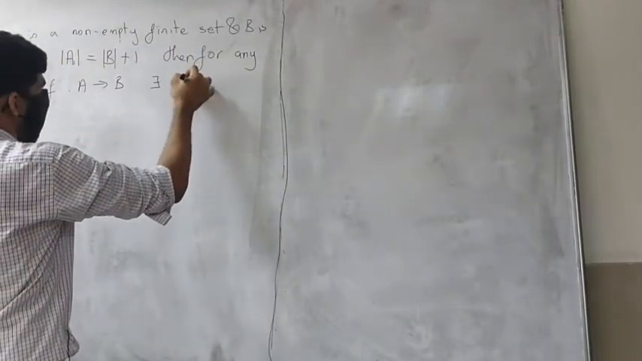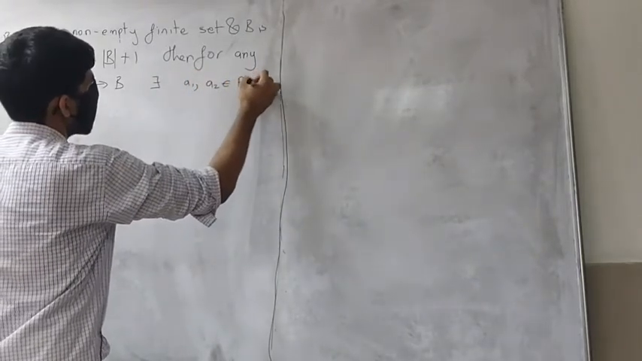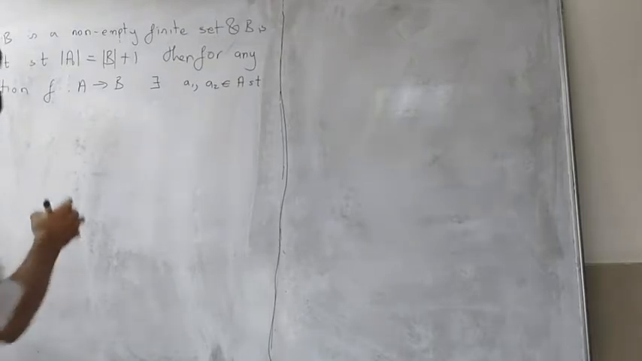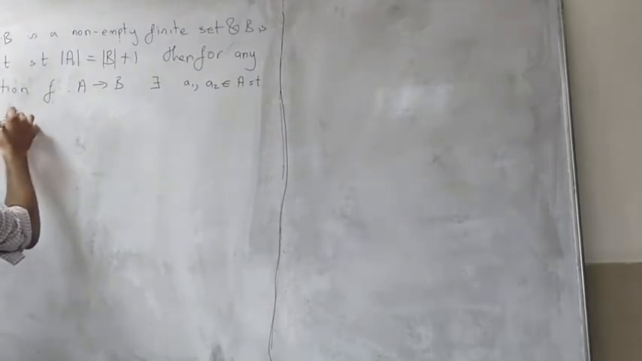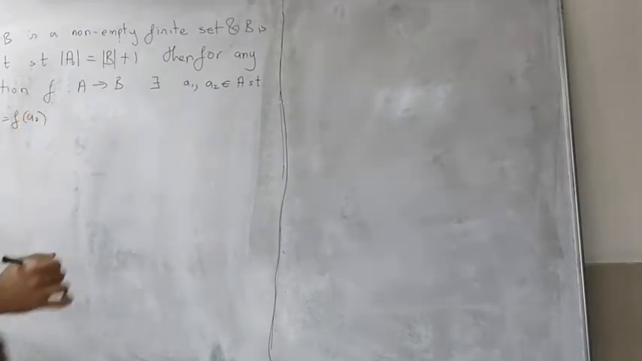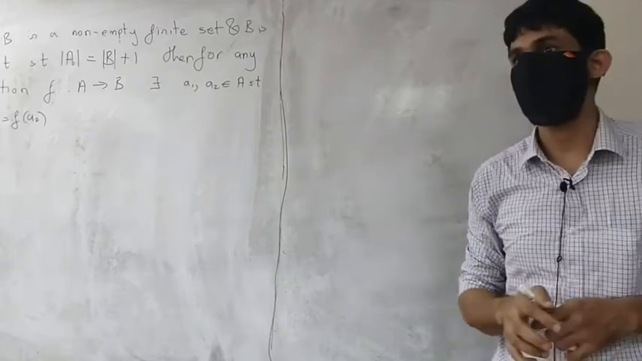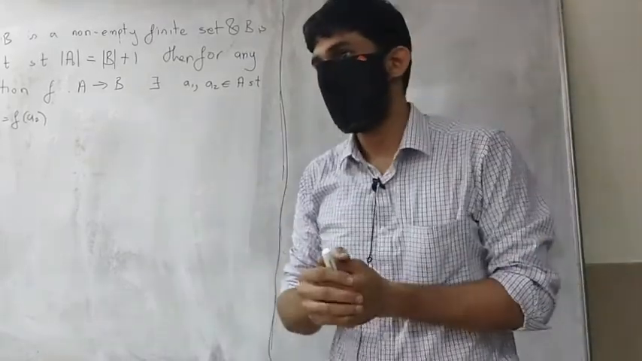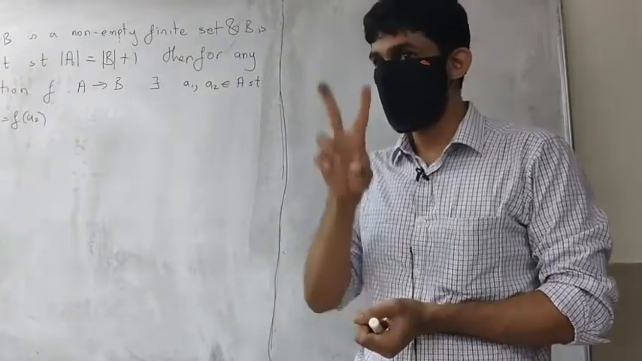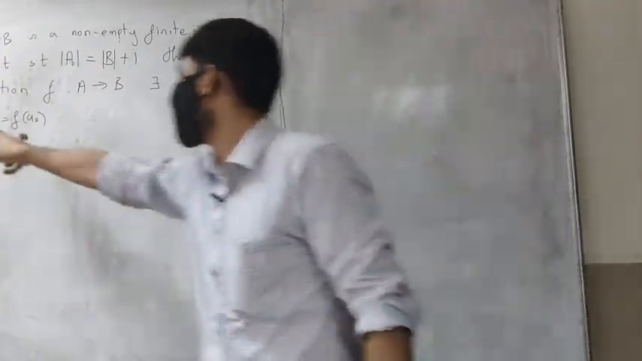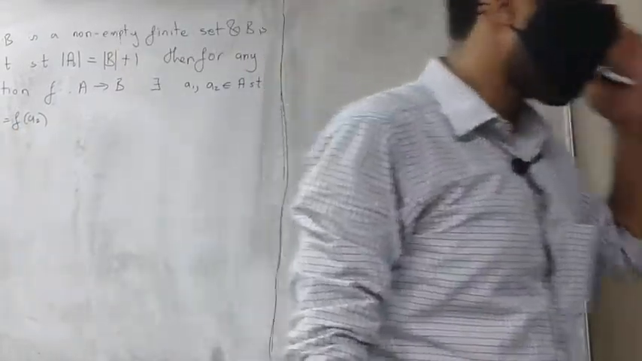some A1 and A2 in A which have the same images. This is exactly what we are familiar with in the usual pigeonhole principle. That if you have some n pigeonholes and n plus 1 pigeons, two of them sit in the same hole, that means they have the same images. That's what we are familiar with. How do we prove this?